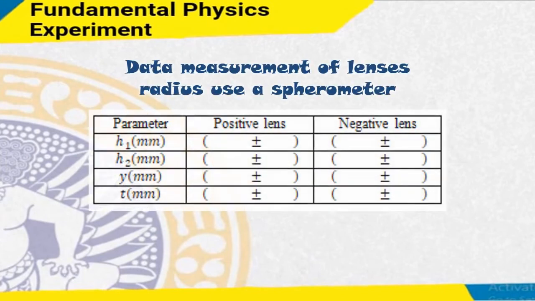And then here is the data measurement of the lenses' radius using a spherometer. As you can see in this table, you have 4 parameters: H1, H2, Y and T. All of them are in millimeters. For the positive lens and also for the negative lens, you will get a value for each parameter, and from these values, you have to determine the focal length for each lens.